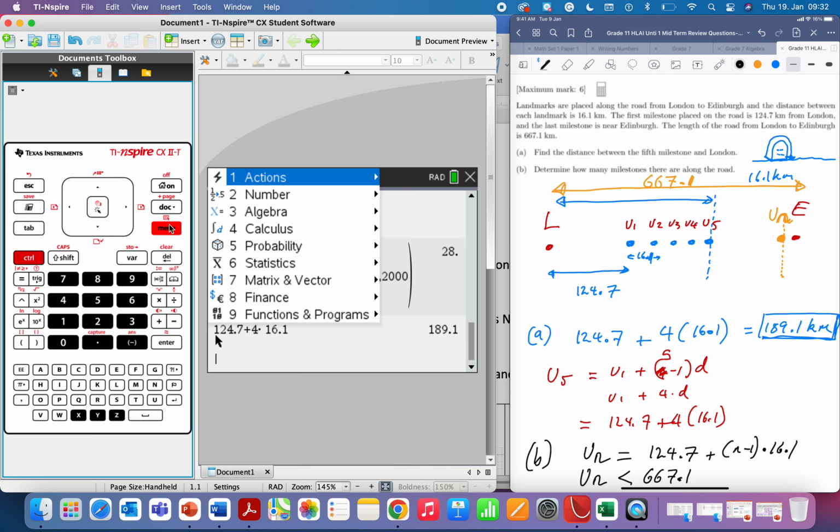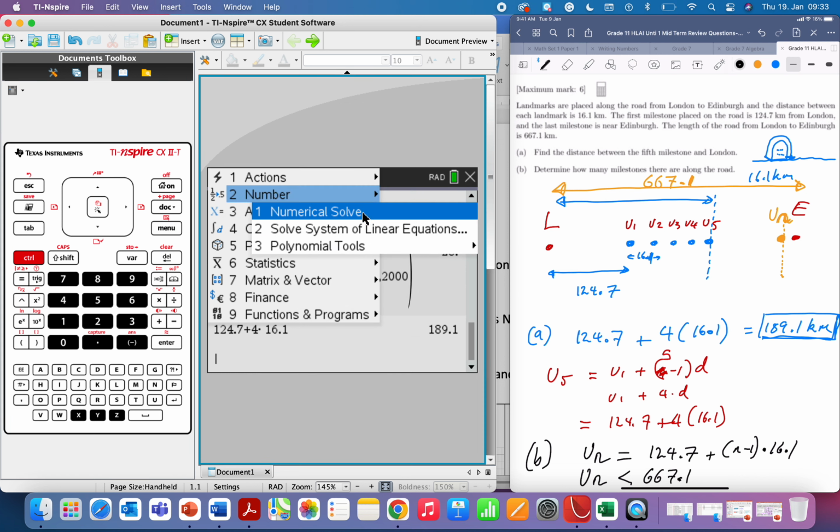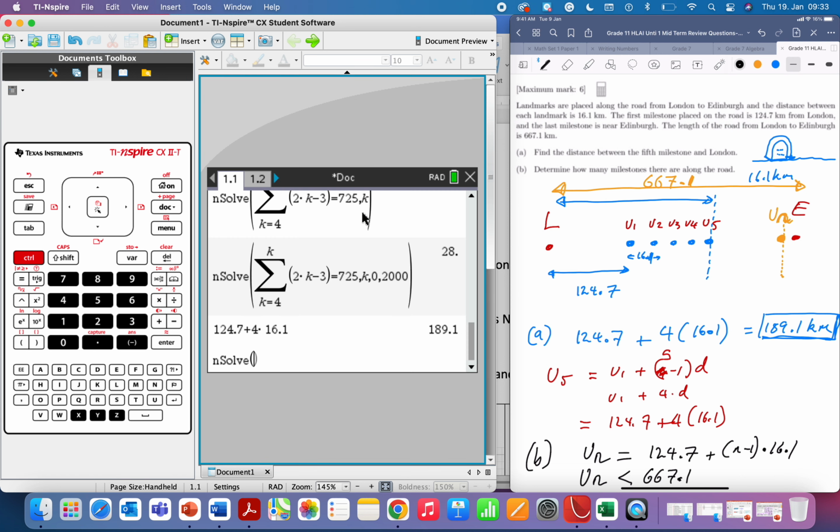Menu, algebra, n solve, and we're going to do 124.7 plus n minus 1 times by d. There we go. We need that to be less than 667.1, but in this case we'll have it equal 667.1. Solve for n. Let's have a little look.